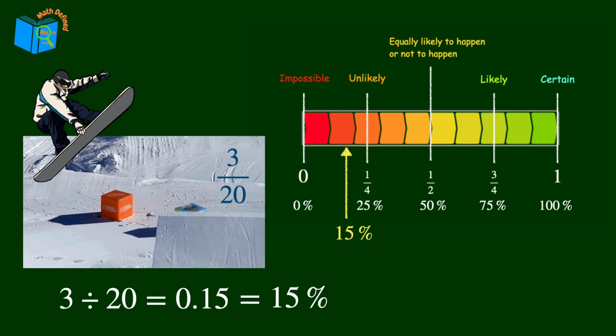Placing this 15% onto the progress bar, we see that it is less than 25%, so the probability of landing the jump successfully is unlikely.